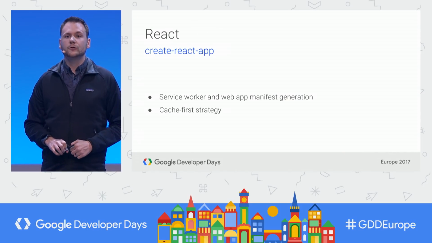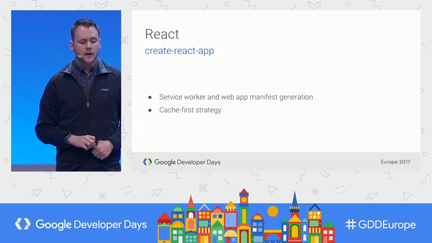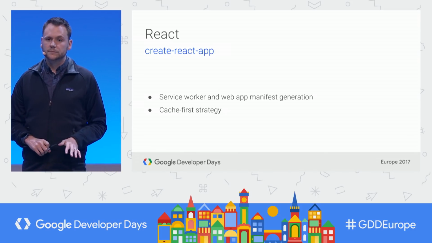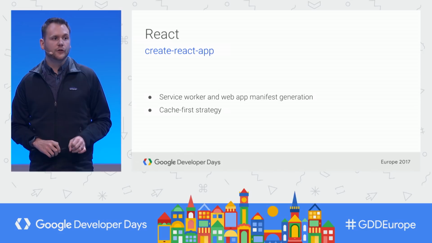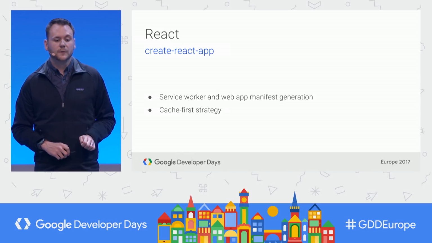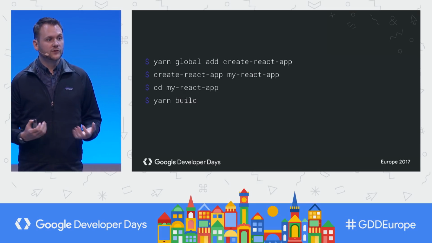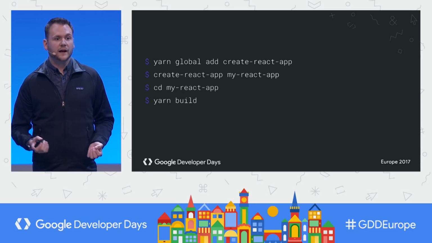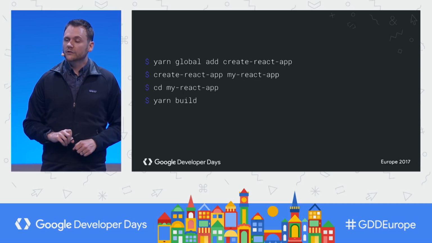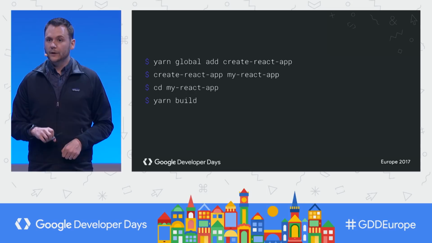So in the React world, we have Create React App, which is a fantastic CLI. If you're using this CLI, what you're going to see is that it creates a service worker and a web app manifest by default. They have a cache-first strategy under the hood to ensure that you get the fastest experience possible. So for all these examples, I'm going to use Yarn. You as a developer could use NPM or any other package management tool that you want to go fetch from the NPM repositories. But installing Create React App is Yarn global add, so you globally install Create React App.